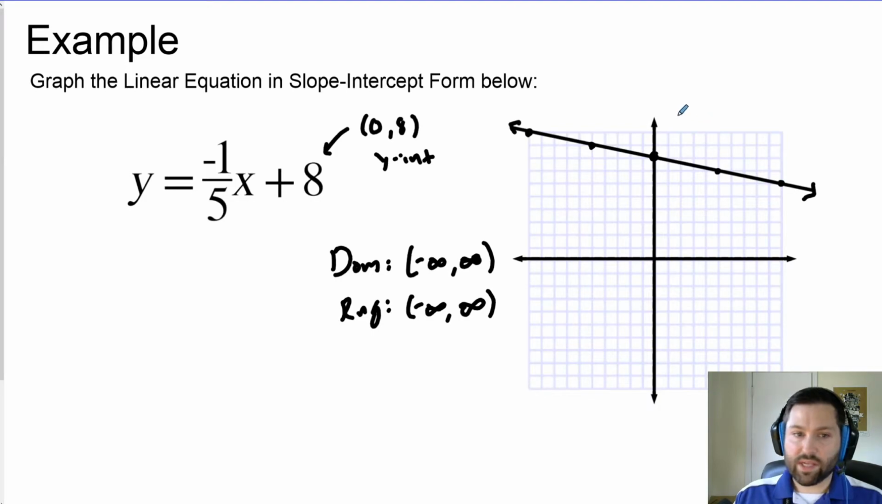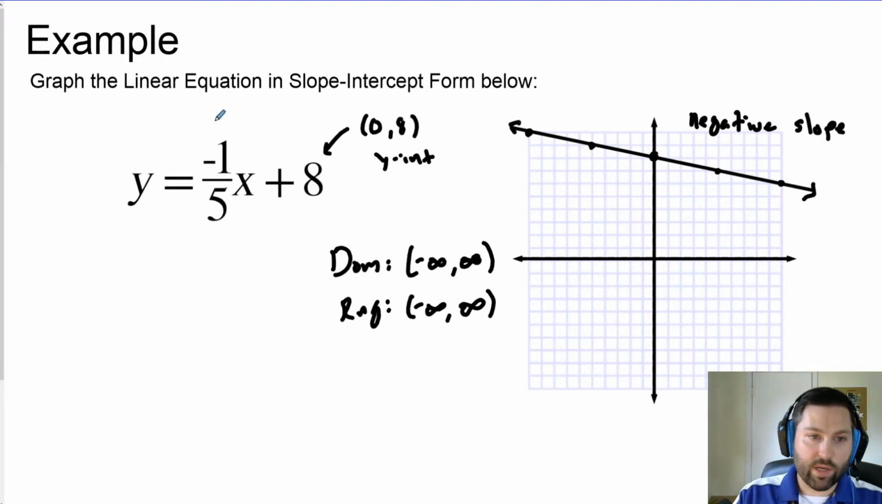That said, this is a negative slope. So just defining some other features here. This is a negative slope, and the negative slope is represented by the negative 1 here. So there's some good pieces of information. You can also see, let me backtrack just 1 second, that the negative 1 over 5 is represented by descending 1 on the graph as I move to the right. Then I move right 5 spaces. In that same time that I descend 1, I move 5 to get to the next coordinate.